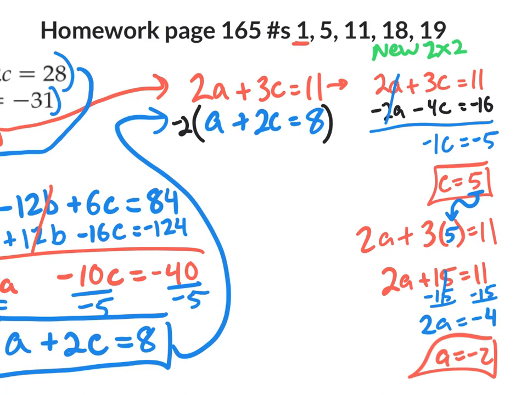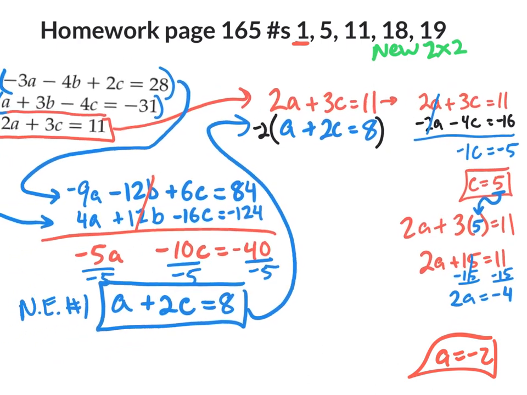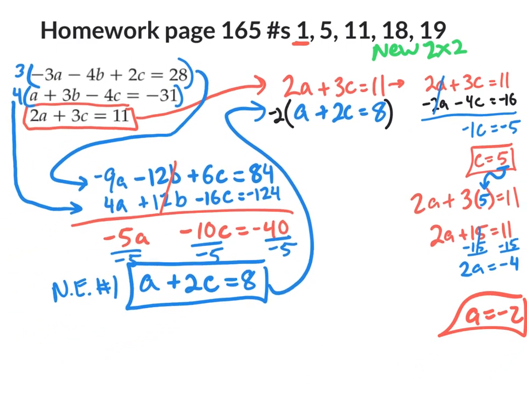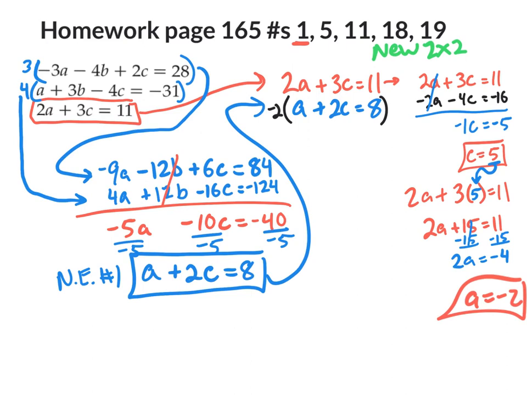So we have two answers. We have the a, the c, and we still need the b value. We need to go back to the original and plug in the a and the c to find the b. So which one would you like to use, the first one or the second one? We can't use the third one because there is no b. We won't be able to solve for b. Second one? Okay, so the second one, let's just rewrite it.